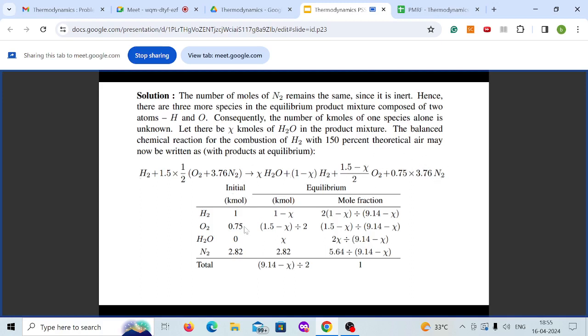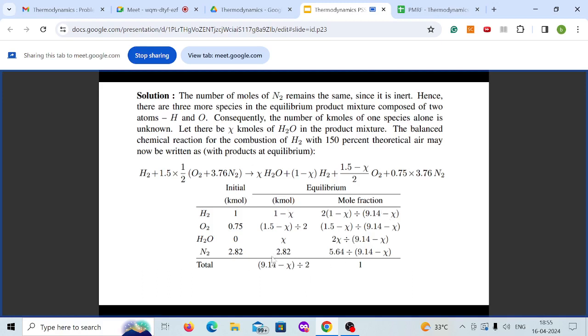So again similarly, if you create a table, initially we have 1 kilomole of hydrogen, 0.75 kilomoles of oxygen and 2.82 kilomoles of nitrogen, and at equilibrium we have 1 minus x kilomoles of hydrogen, 1 minus (5 minus x)/2 kilomoles of oxygen, x kilomoles of water, and 2.82 kilomoles of nitrogen. When we add up, we have total moles of 9.14 minus x divided by 2.